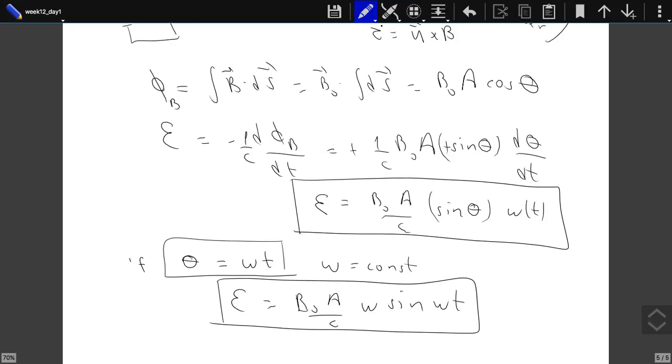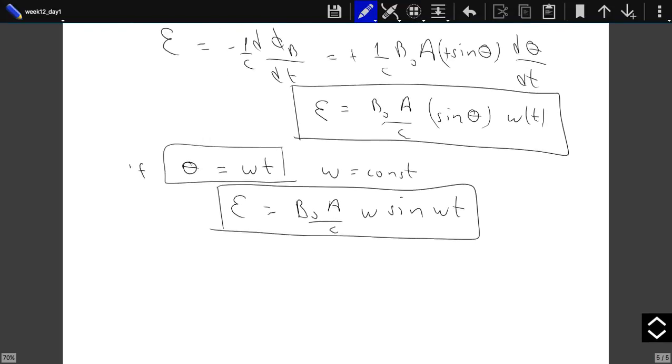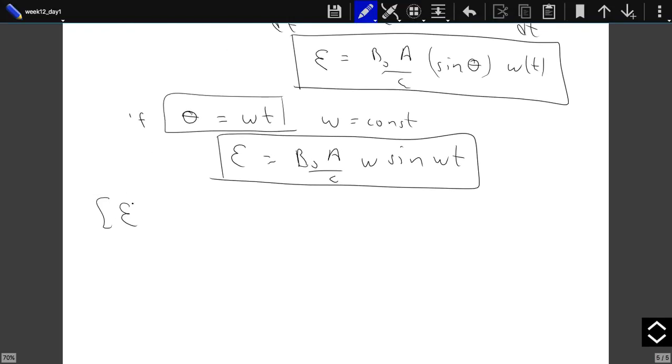EMF, okay. What should be the unit of EMF? Whose unit is? Okay, E dot dl. So, what's the unit? What's the unit of E? Times the length.